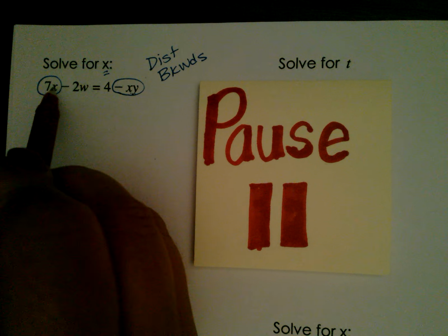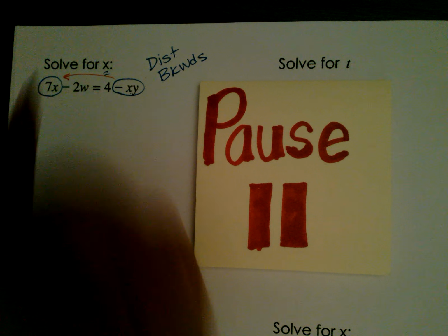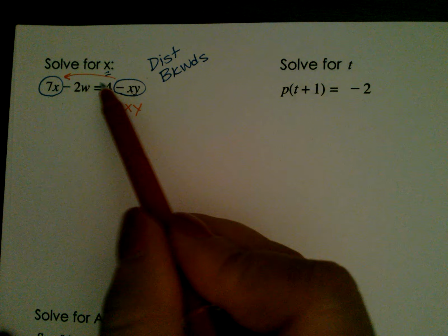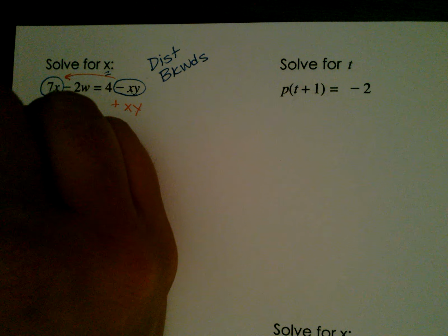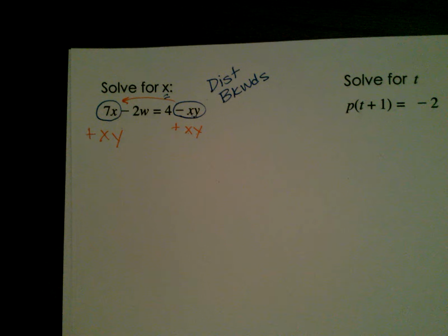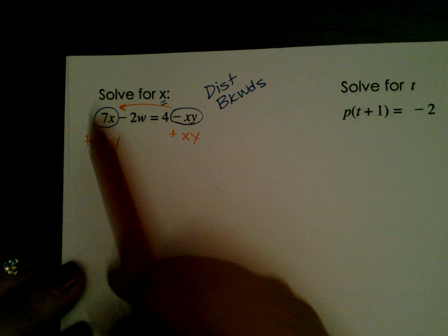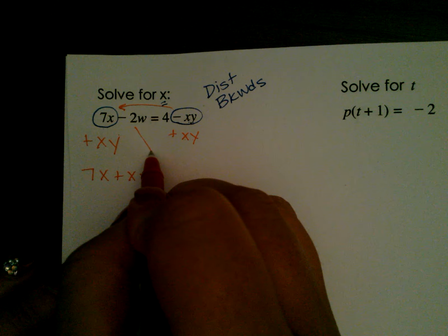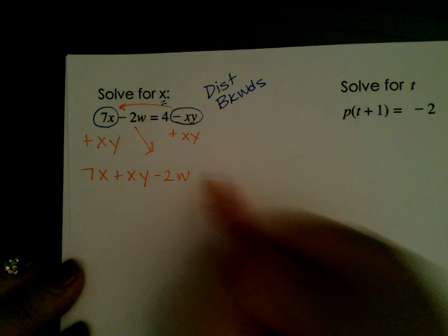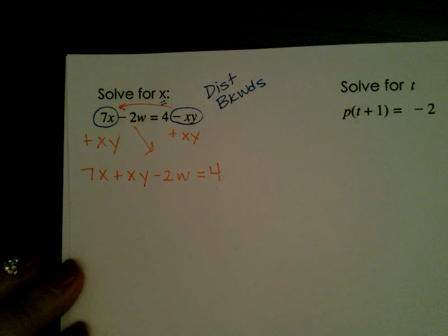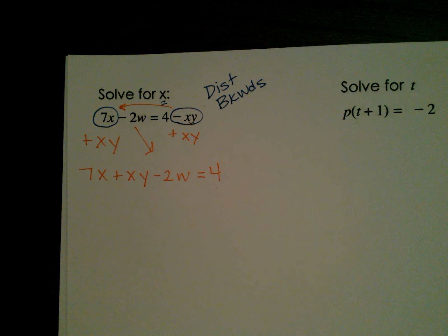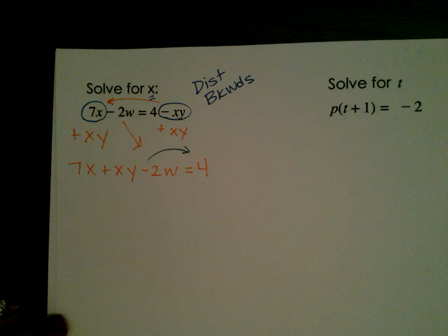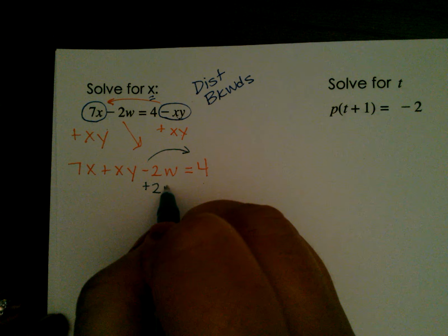All right, we're trying to isolate the x, so I'm going to bring those x terms to the other side of the equal sign by adding xy, plus xy. Sorry, let me move my paper over. They are not like terms, so I will not combine them. Bring down my minus 2w. The 2w does not contain an x, that term, so I will bring it to the right-hand side by adding 2w.